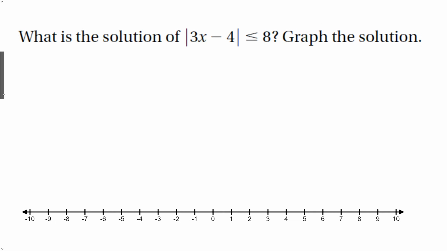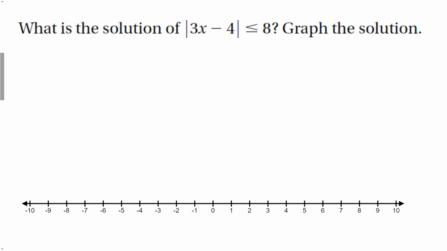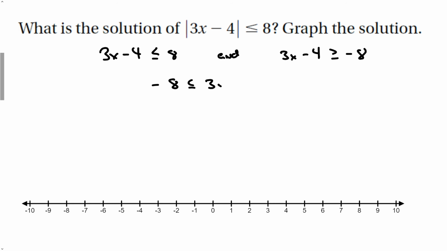Let's actually make this one with a compound inequality. So I'll set it up the first way as well. We have 3x minus 4 is less than or equal to 8, and 3x minus 4 is greater than or equal to -8. When you take the negative case, reverse the sense of the inequality. Let's make a compound one though. So -8 is less than or equal to 3x minus 4, which is less than or equal to +8.